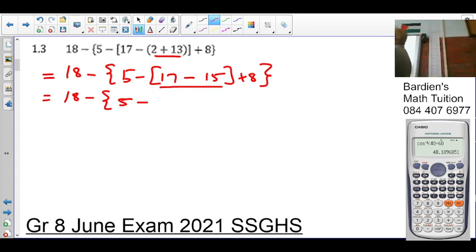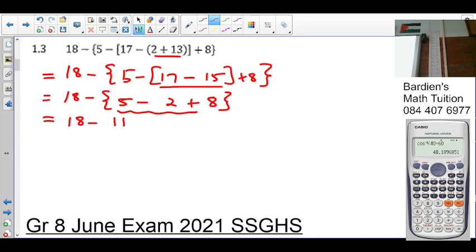So we have 2 plus 8. Again, what must be done now? This bracket here. 5 minus 2? 3. 3 plus 8? 11. 18 minus 11? 7. People, you guys understand? Any confusion here? No. Let's carry on.